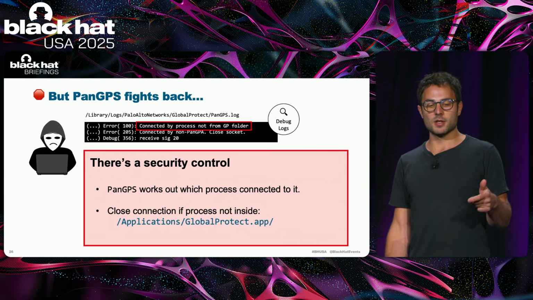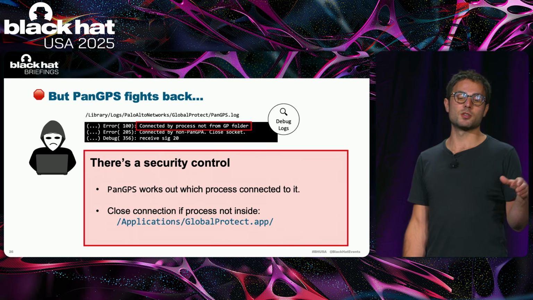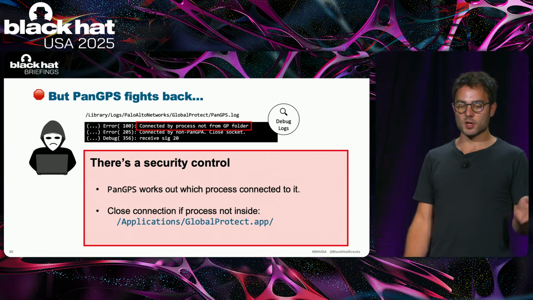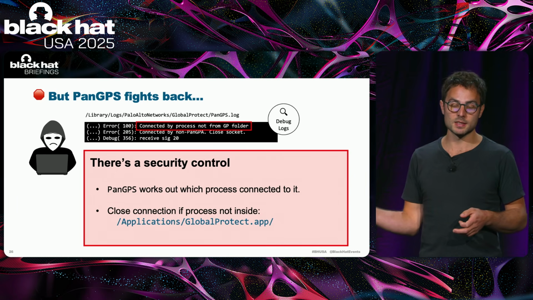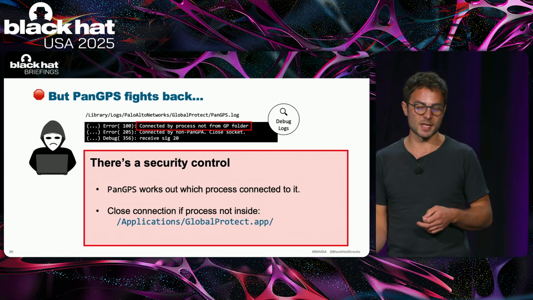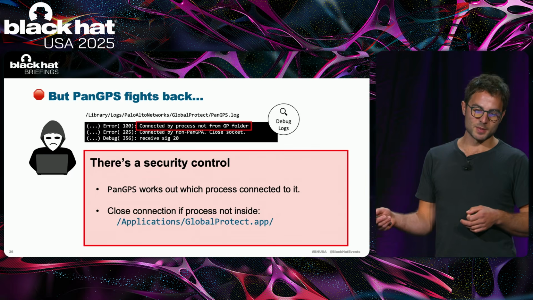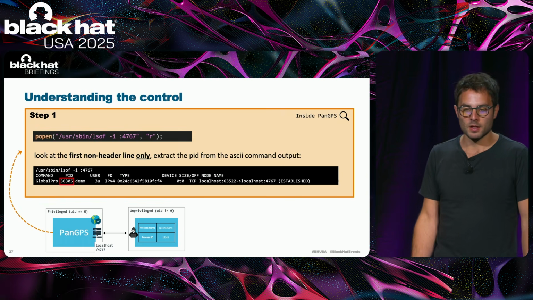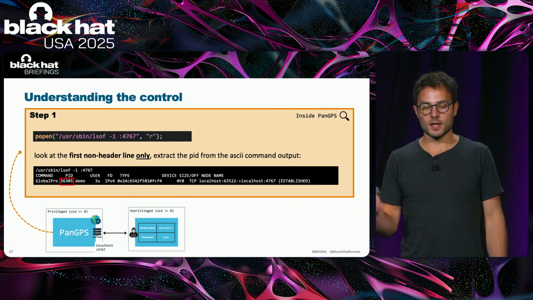And when you try and do this, you get this log that says connected by process not from GP folder. OK, so there's this control, tries to work out what process is connected, and closes the connection if it's not from the trusted location of applications GlobalProtect. Undeterred, I wanted to understand how this control worked. Maybe it's got bypasses. Through reverse engineering the binary, we can understand more about it.